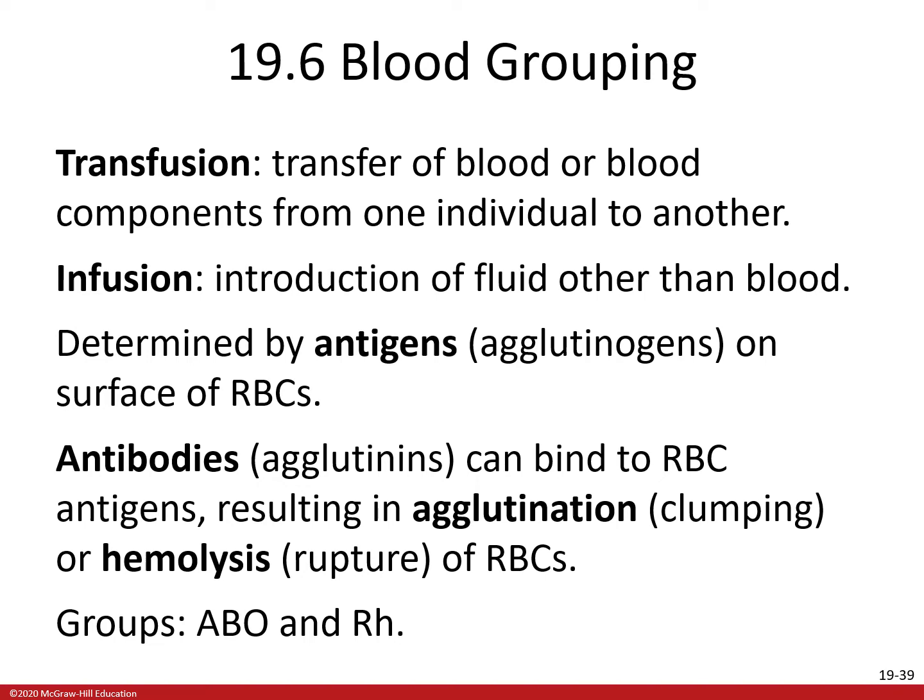Antibodies or agglutinins can bind to red blood cell antigens and result in an agglutination or a clumping, or a hemolysis or a rupture. So in this instance, that means that there isn't a proper match from donor to recipient, and you are going to have a rejection of the donor's blood or whatever it may be to the recipient, and that can end up being a very, very bad thing, of course. So we are going to talk about these various groups, so the ABO group and Rh factors.